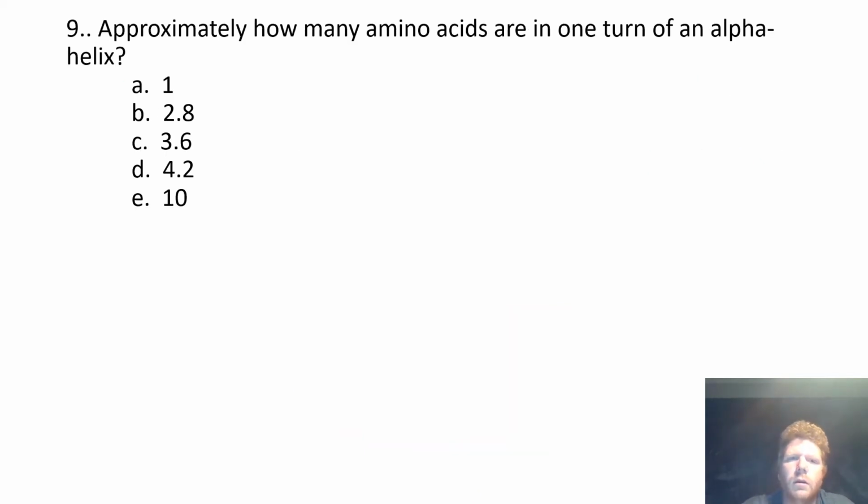All right. Moving on to question number 9. This is a discrete question. This is one that you just have to know this value. Approximately how many amino acids are in one turn of an alpha helix? And the answer to that is simply 3.6. So as you rotate up, there are approximately 3.6 amino acids that complete this movement from here to here. So this is a discrete question. You just had to know this one.